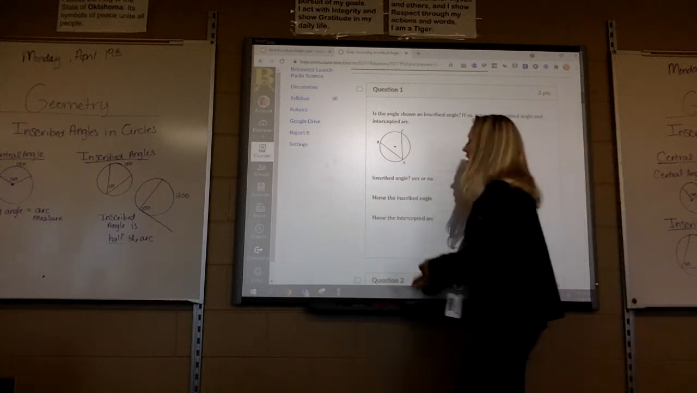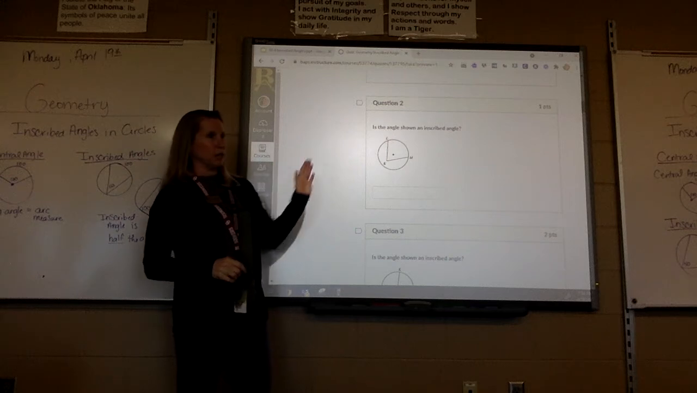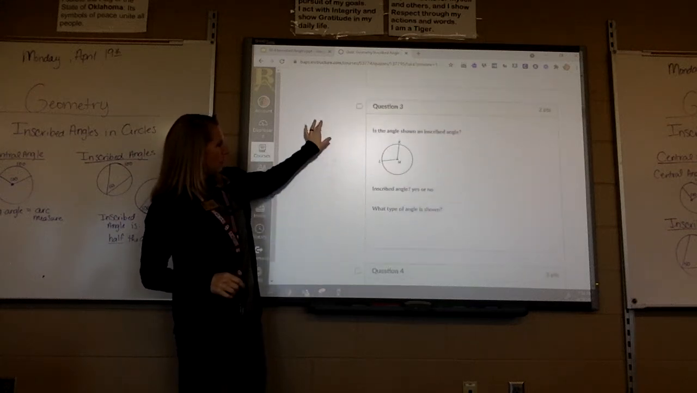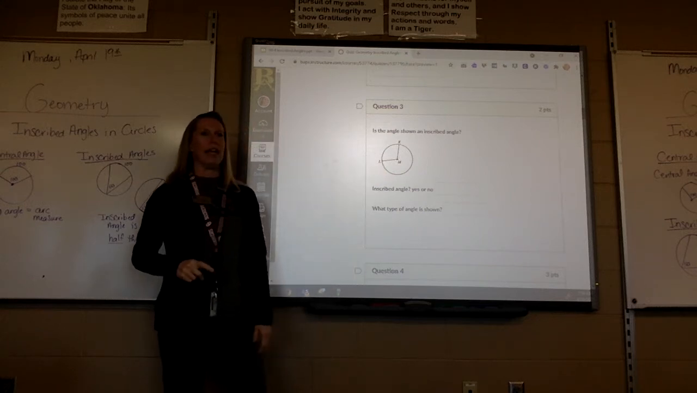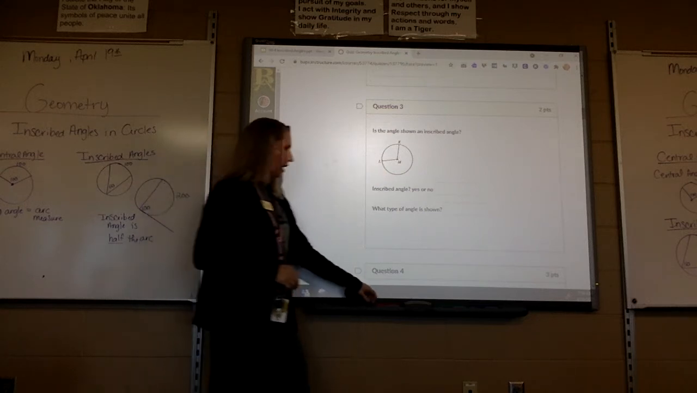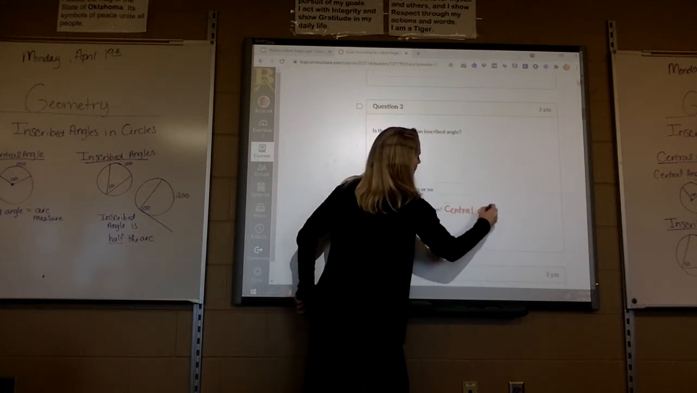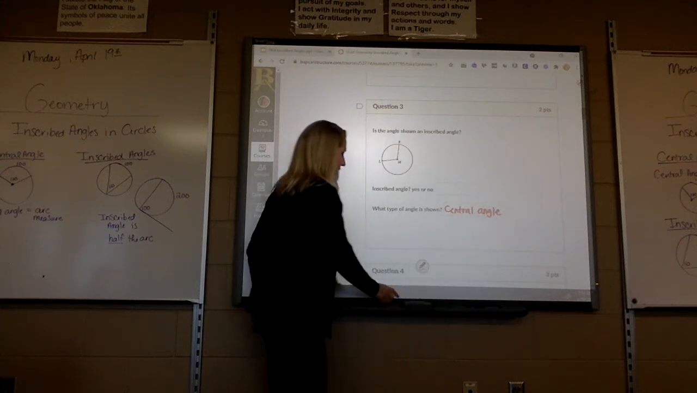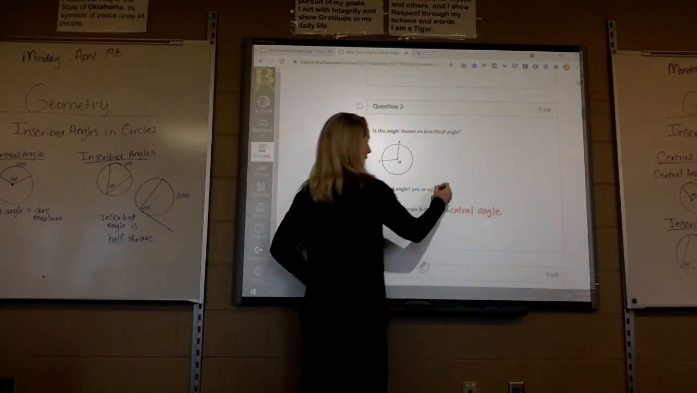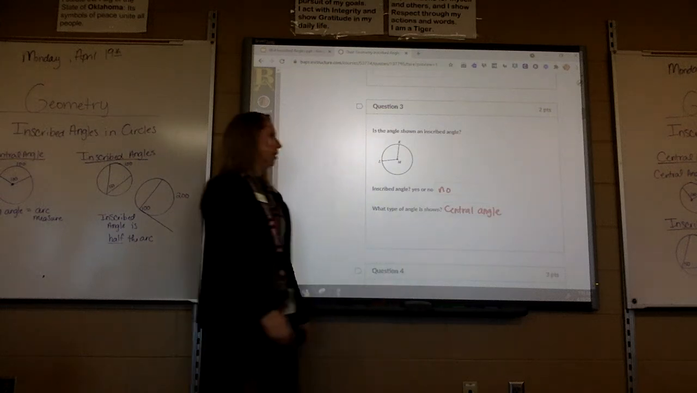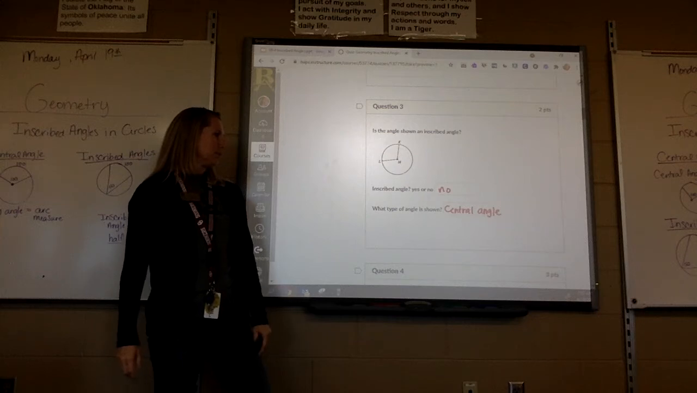So if it does not go all the way to the other end, then that would not be an inscribed angle. You would say no. If it just goes to the center, it is called a central angle. Do you know how to spell that? C-E-N-T-R-A-L. Central angle. So this would be no, it is not an inscribed angle. So an inscribed angle has to go all the way to the other end.